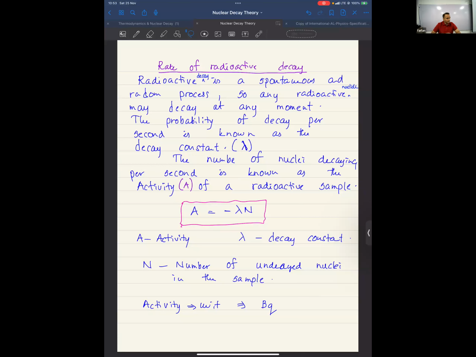The unit of activity is what? Bq, which is becquerels. The activity is measured in becquerels.